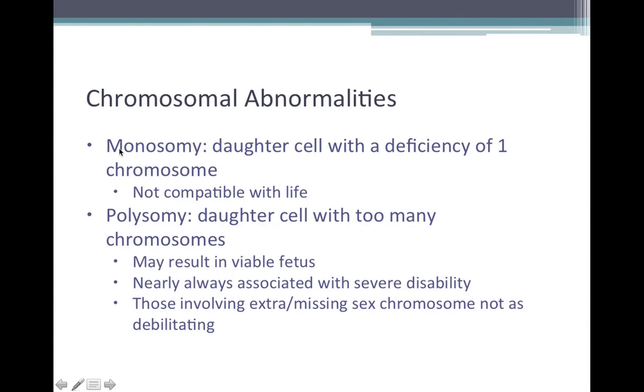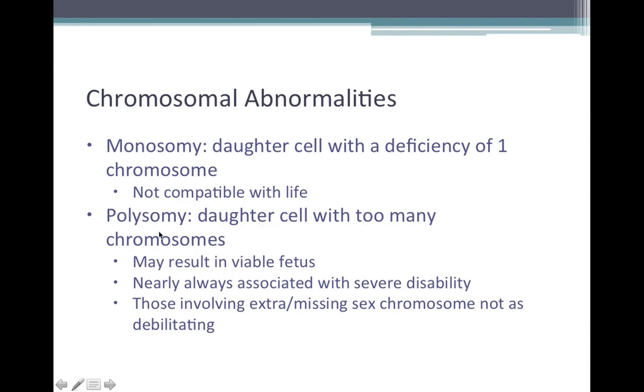Like if someone were born without an X chromosome, that's not survivable. Or you can't survive without a first chromosome. We call this monosomy. So typically these are not compatible with life, and this is usually what underlies things like spontaneous abortions, where the zygote gets aborted because it won't develop to full term.